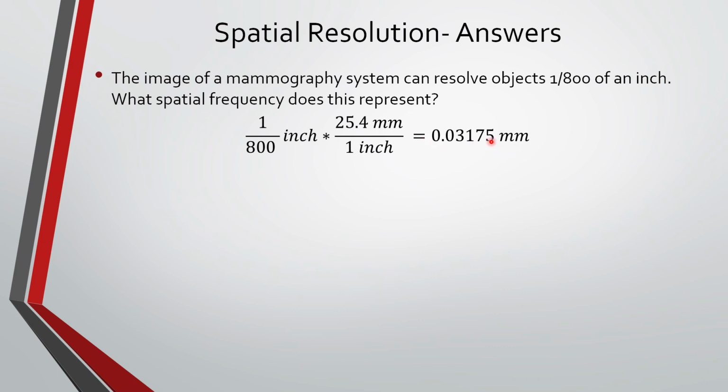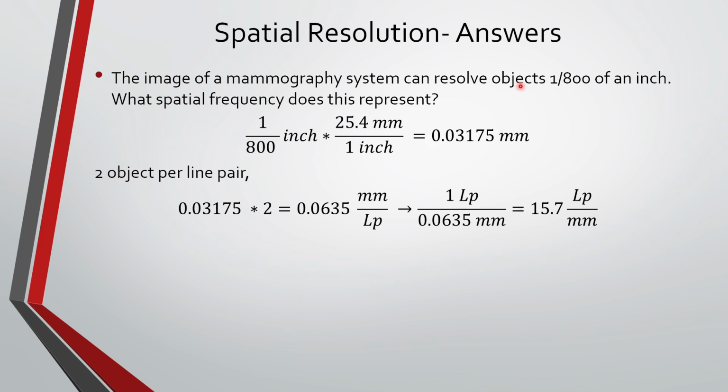So it's this many millimeters is the size of the object it can represent, which if we go 1, 2, 3, that's 31.75 micrometers. So that's a reasonable number. Okay, so we can believe that we're doing okay so far. So two objects can be represented per line pair. So we go ahead and we will multiply this by 2. Okay, so we get this, which is millimeters per line pair now.